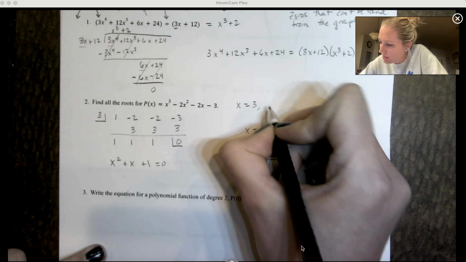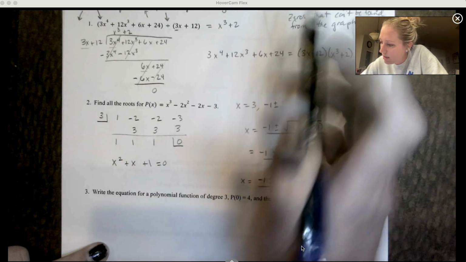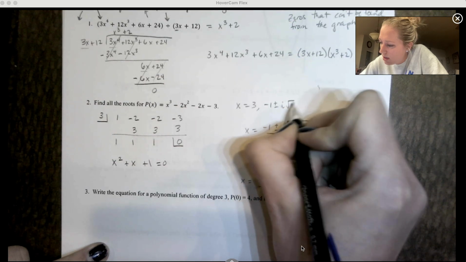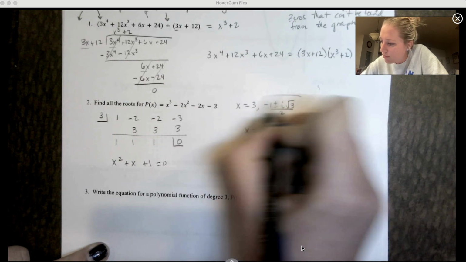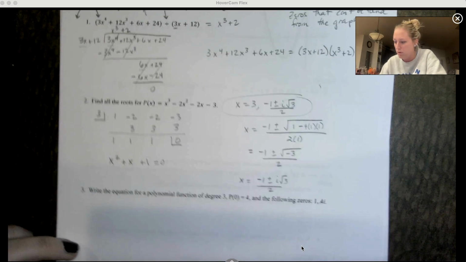So I'm just going to add it to my list up here, negative 1 plus or minus i root 3 all over 2. So those are my zeros. I have 3 of them, which should match the degree of my polynomial.